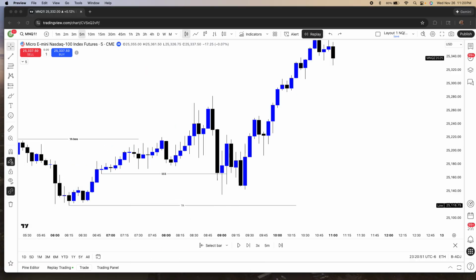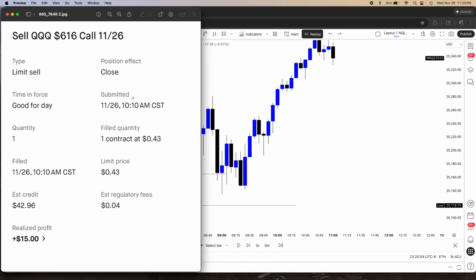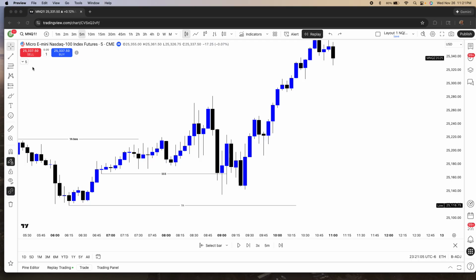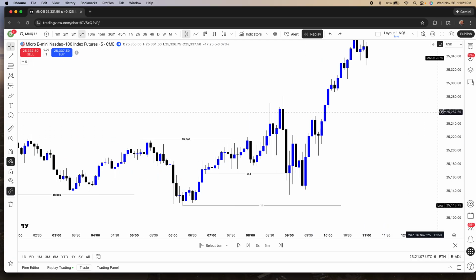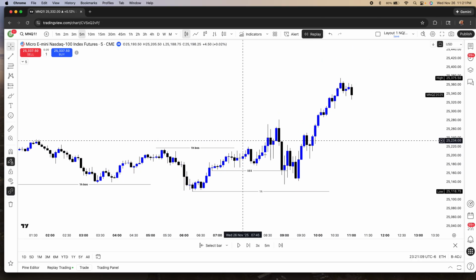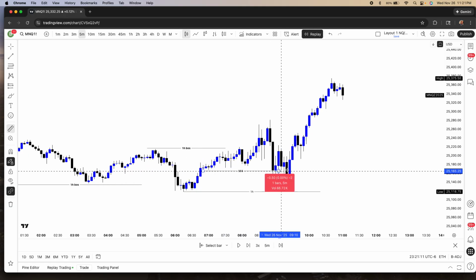Beautiful. But that was not the one I wanted to show you. This is the one I wanted to show you. I ended up taking a nice little $15 gain for one contract on QQQ, which is basically the NASDAQ, but as an ETF. So anyway, that was the plays for today.